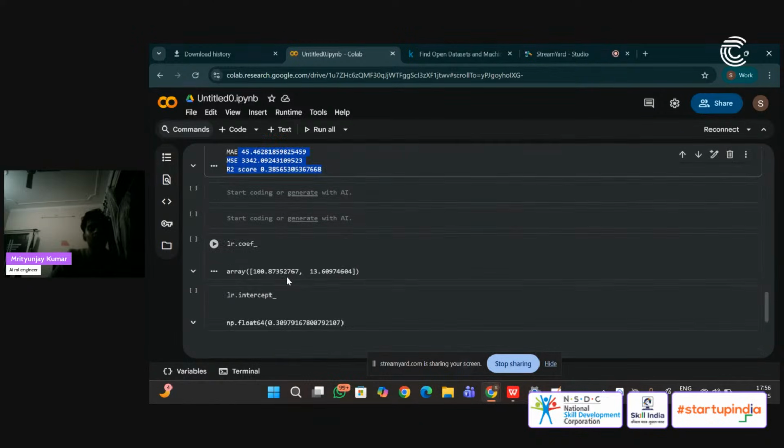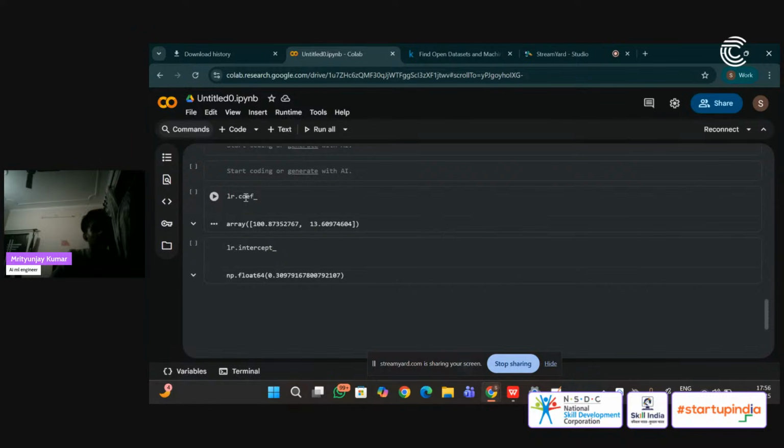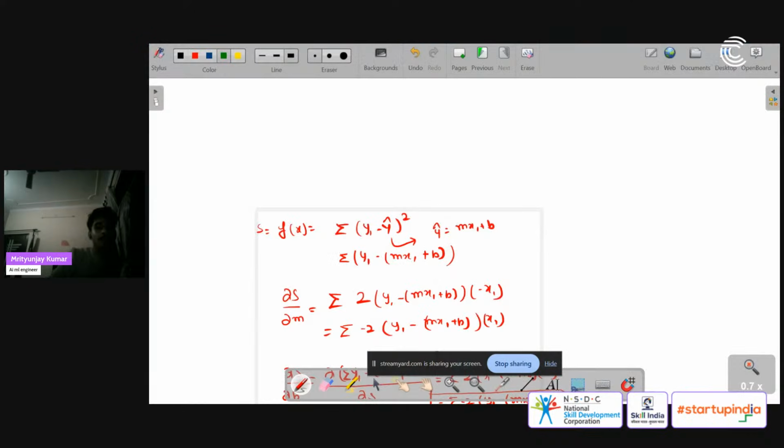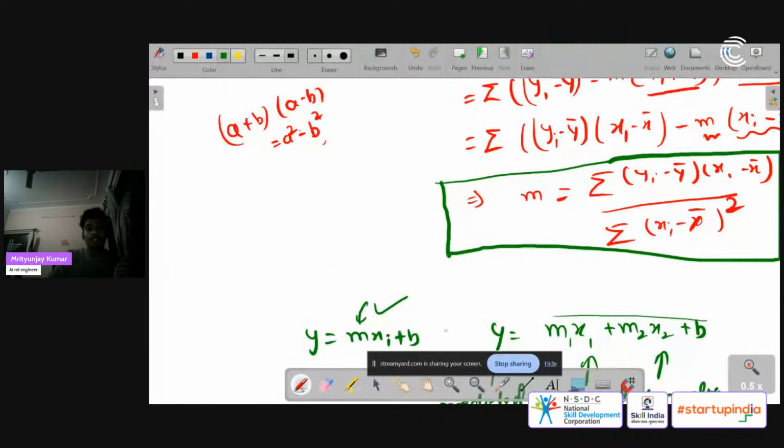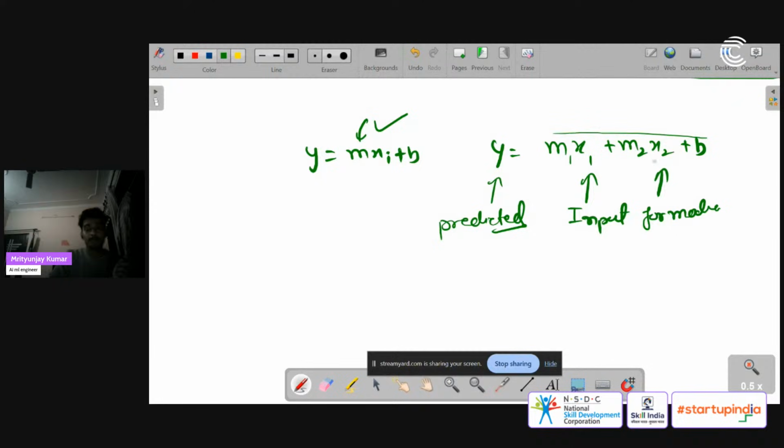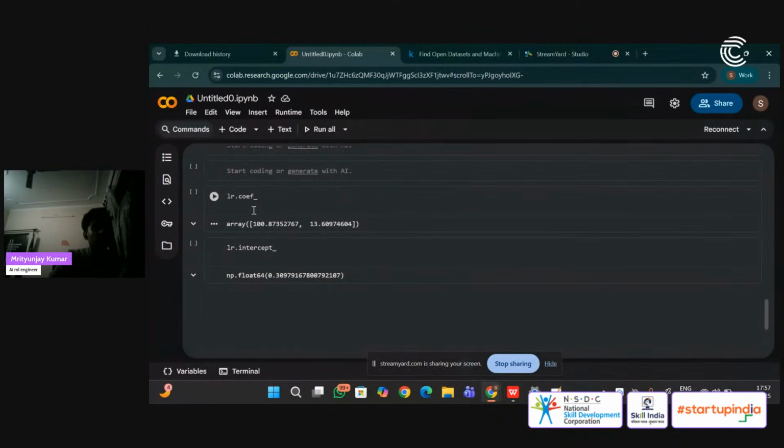Now, I have shown the coefficient, where coefficient is nothing but slope. So we have two values, m1 and m2, from this equation, because we have two input features. So m1 and m2 are going to be two. That's why in the coefficient you can see we got two slope values. Second, we have the intercept, that is b, and we get a value for b like this. So this is all about the detailed explanation of linear regression.